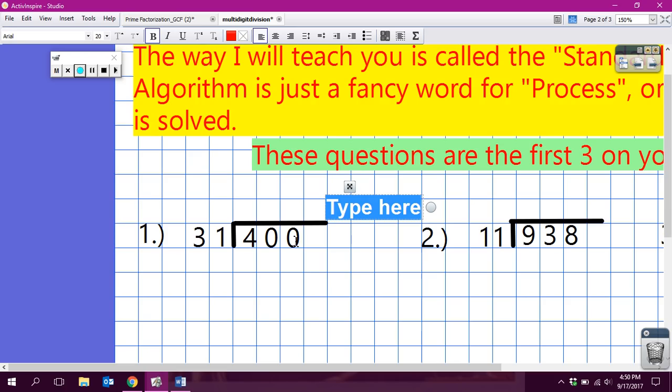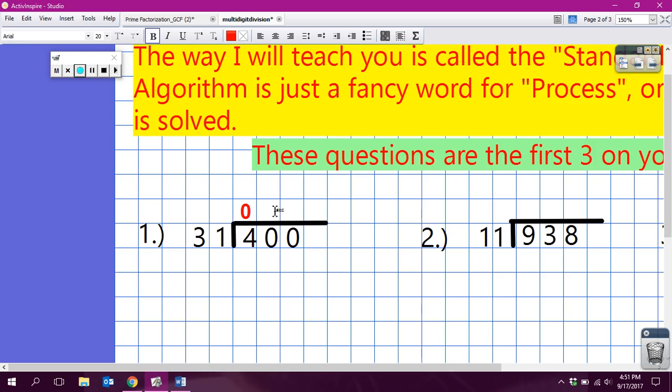So we are looking at 400, but I just want to use this digit of 4 with this divisor. Think in terms of groups here. So I have a group of 31 that I want to fit into 4. Now, does that make sense? Can I fit 31 into 4? No. So what that tells me is that I have a 0 in this place.